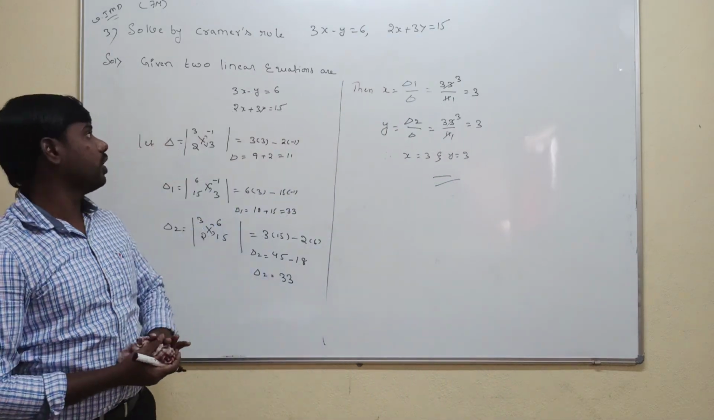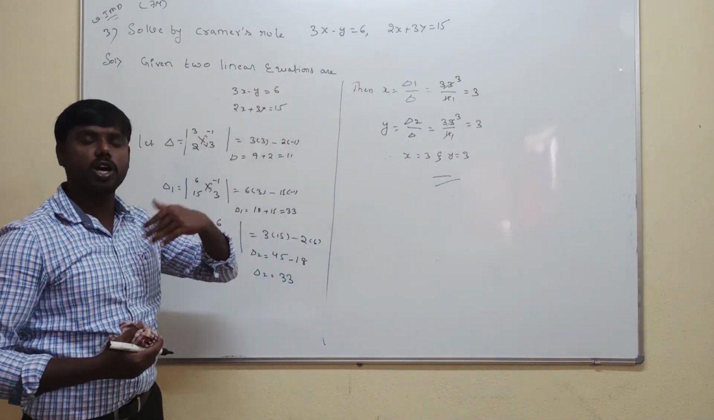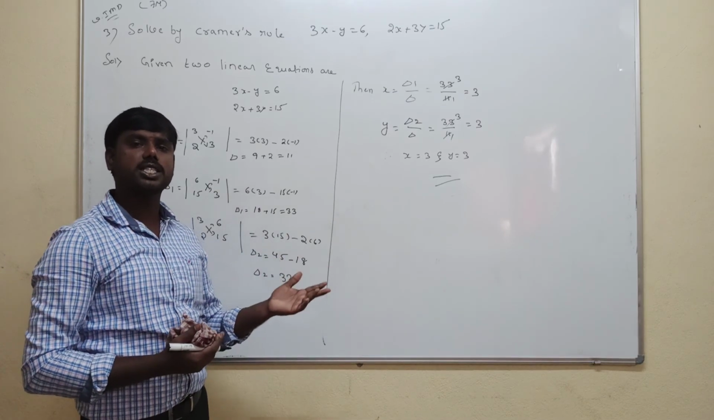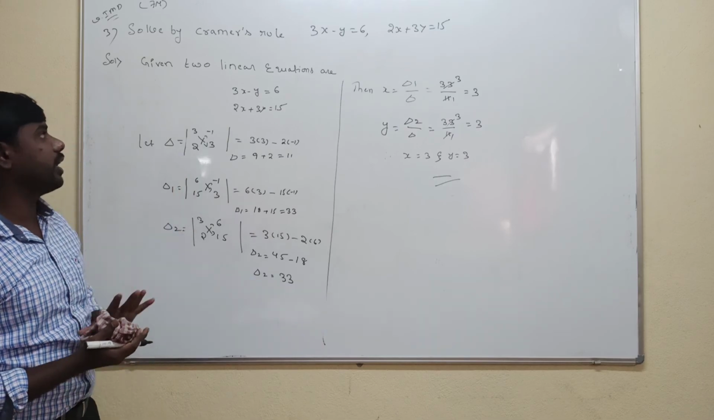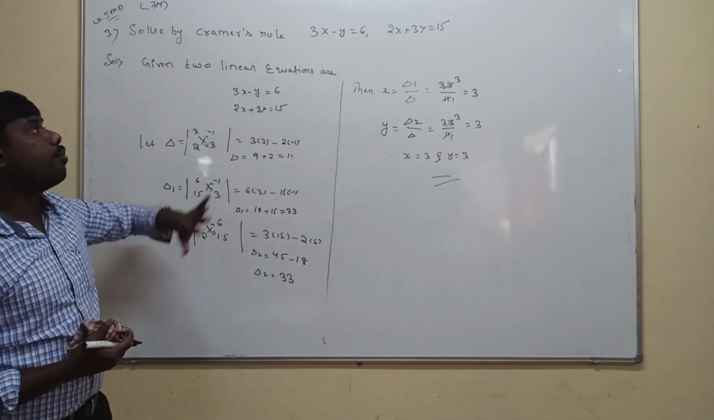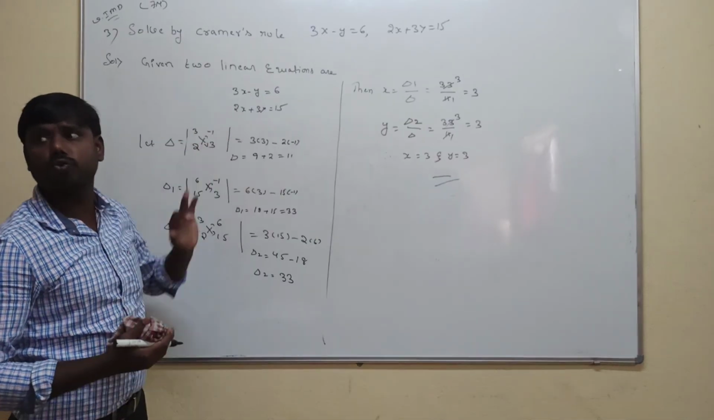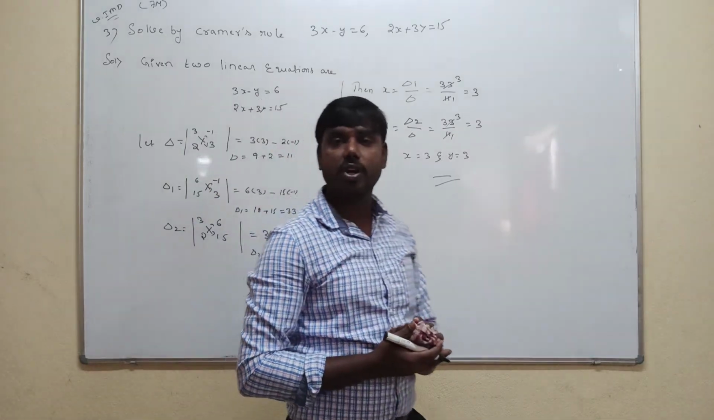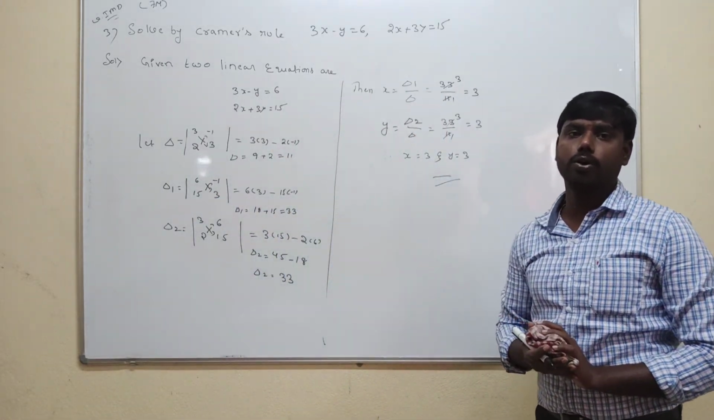Today we explained only two linear equations. Tomorrow we will discuss three linear equations, how to find the x, y, z values. So today we explained how, with two given linear equations, we use Cramer's rule to find x and y. This is the procedure. Everyone understood? The rest of the questions we will discuss tomorrow. Thank you all.